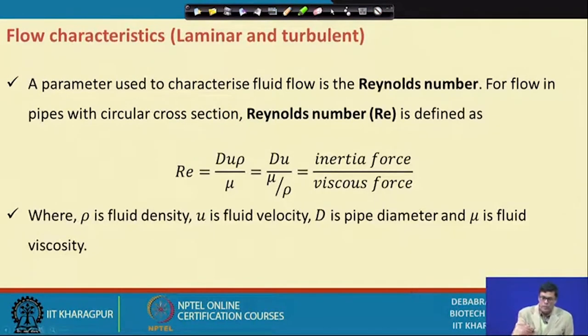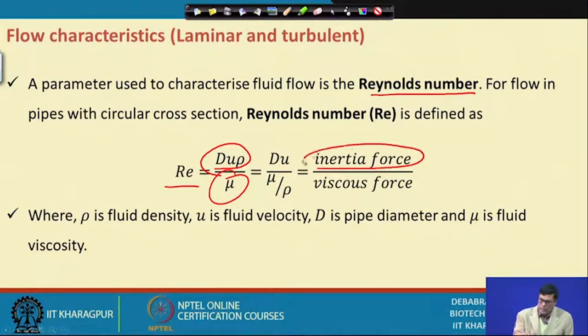One important parameter that is used to characterize the flow characteristics of the fluid is the Reynolds number, and the Reynolds number can be expressed as d u rho by mu, am I right? So d u rho we consider as the inertia force, and mu we consider as the viscous force. So the Reynolds number is nothing but the ratio between the inertia force and the viscous force.